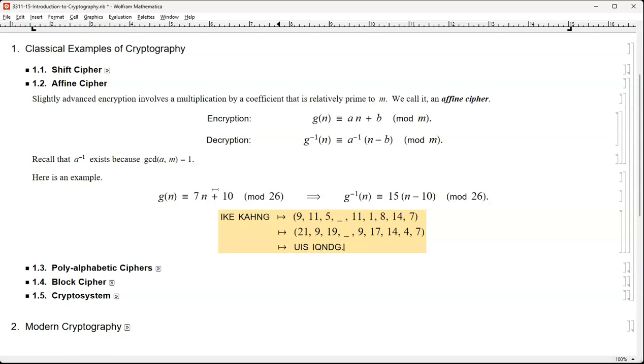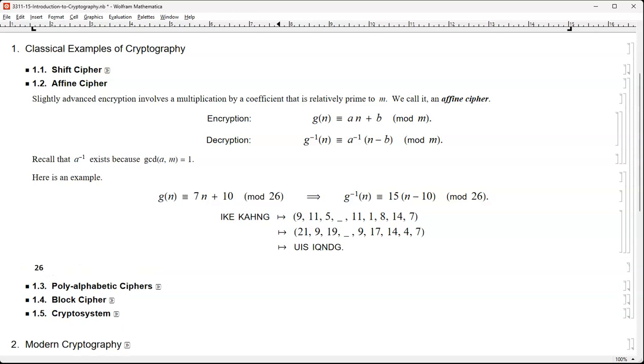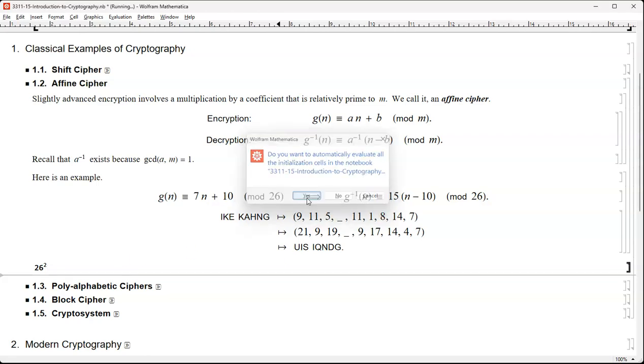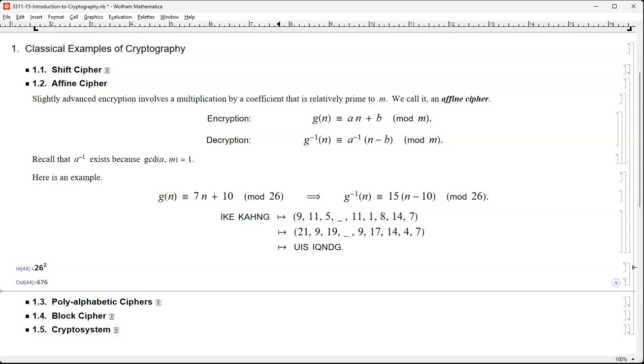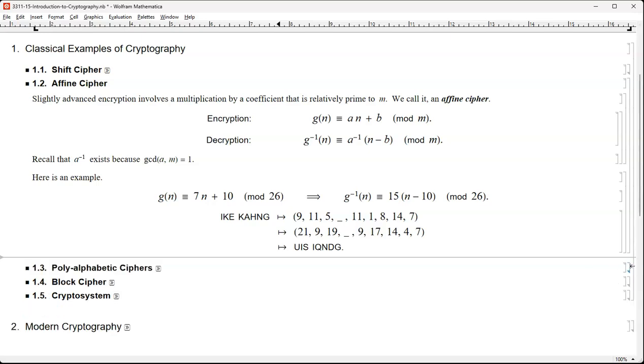So each has a maximum of 26 choices, so 26 by 26, 676 choices. So it's not as easy to break, but still 676. For one person it might take a while, but for a team of code breakers, it's easy.